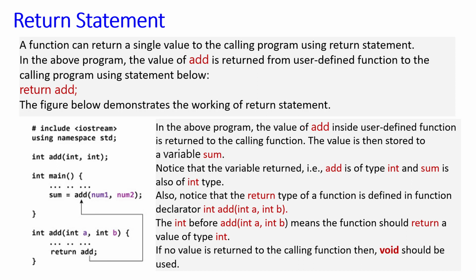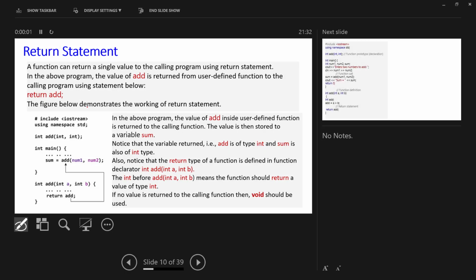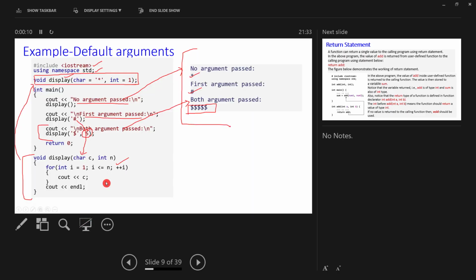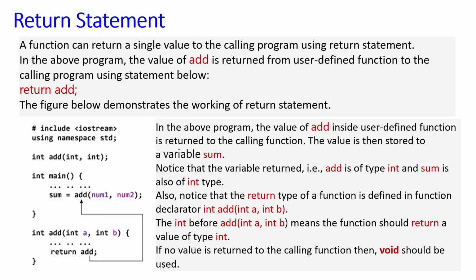Return statement. We already went through this one, but to make it theory, a function can return a single value to the calling program using the return statement.